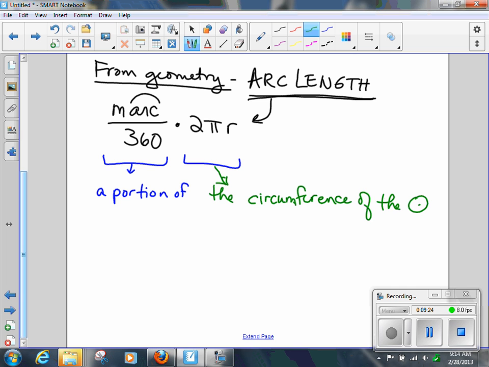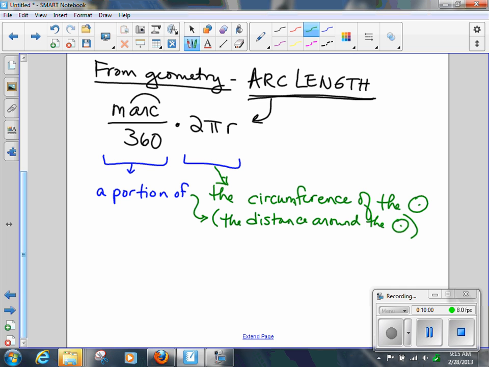Well, that's how you find it mathematically. But as far as the circle is concerned, where do you find the circumference? How can you find the circumference of the actual circle? It is the distance around the circle. So let's look at it again. The formula for arc length is just a portion of the distance around the circle. It's a fraction. It's a portion of. And that's the way you need to think about it.